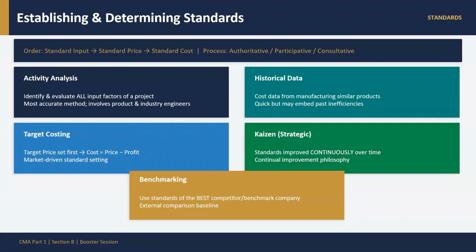Activity analysis is the most accurate and the best one. Why? Because here you identify and evaluate all the input factors. Primarily, you will go and you yourself will investigate these primary input factors with the help of product and industry engineers. These are the people who know about it very well. So with the help of these people, you will estimate. So that is activity analysis. You are involving people who have the best knowledge about the standards and preparing the standards. It's a costly method and time consuming method, at the same time most accurate one.